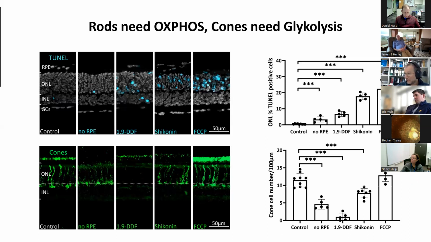But with FCCP, we have a very high percentage of cell death. So those cells that are dying here, they're not cones, so they must be rods. And over here, we have some cells dying, and all of the cones are gone. So this is probably mostly cones. The conclusion that we can draw from this is that rods appear to be reliant on oxidative phosphorylation, whereas cones really seem to need glycolysis. At least they really seem to need glucose transporter 1 on the RPE to be functioning.